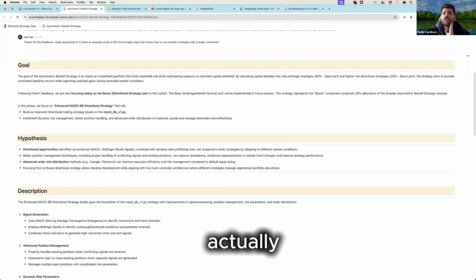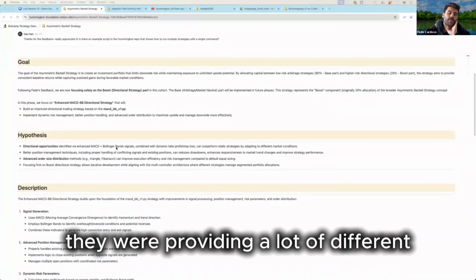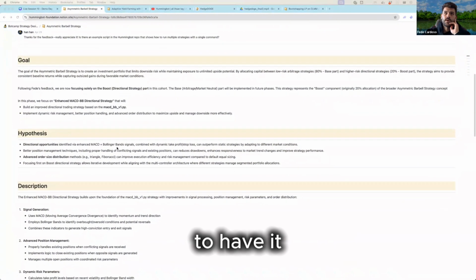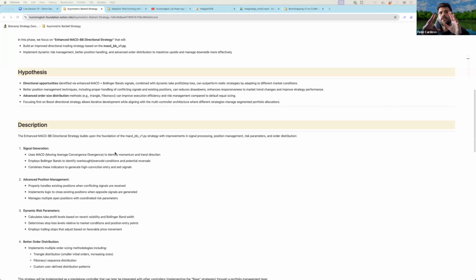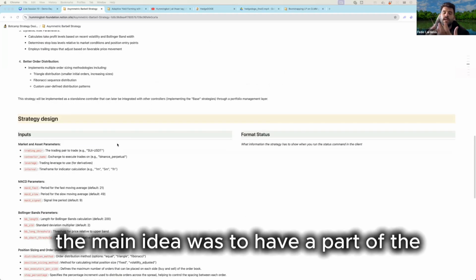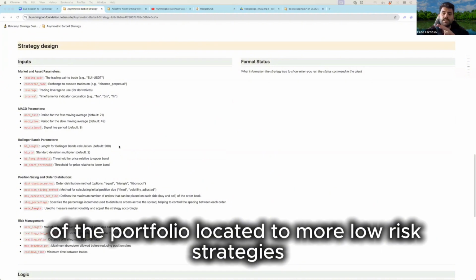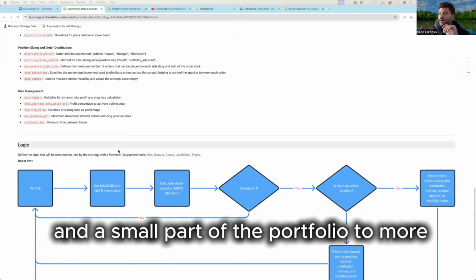Yeah, they actually simplified, I think. The thing was that they were providing a lot of different ways to improve the strategy. My recommendation was to have it, instead of being a very big strategy, be different controllers. The main idea was to have a part of the portfolio allocated to more low risk strategies like cross exchange market making, and a small part of the portfolio to more aggressive strategies.